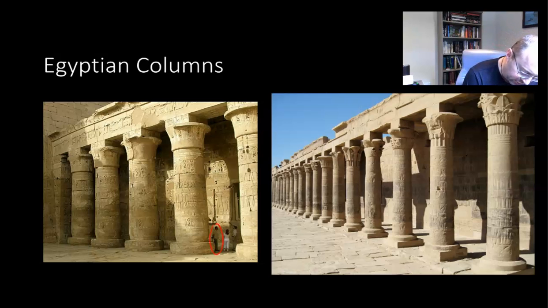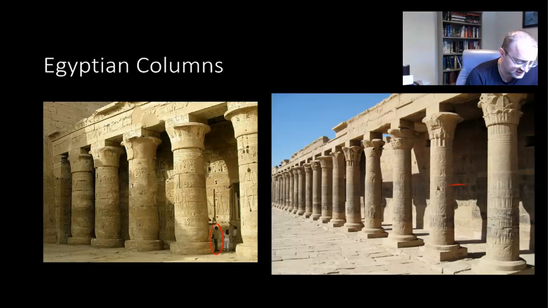Now, this one's a little bit more difficult. I think a person would be about that tall. So these are about twice as tall as a person, if I were to guess. But I would need a better scale in order to be able to figure that out. So you can have tall columns in Egyptian architecture, but they do tend to need to be broader if you're going to make them taller.